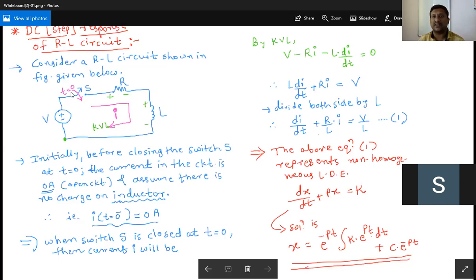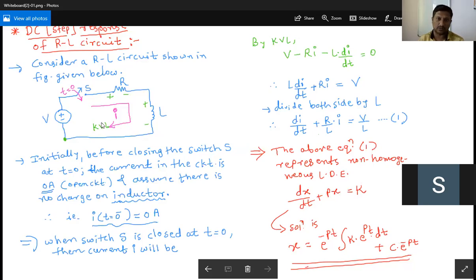When the switch connects at time t equal to 0, as soon as the voltage is connected through the switch, the current I will circulate. So we are now finding the current equation. The current equation we get has two parts: one is the complementary function and another is the particular integral. The particular integral will give the steady state response and the complementary function will give the transient response.